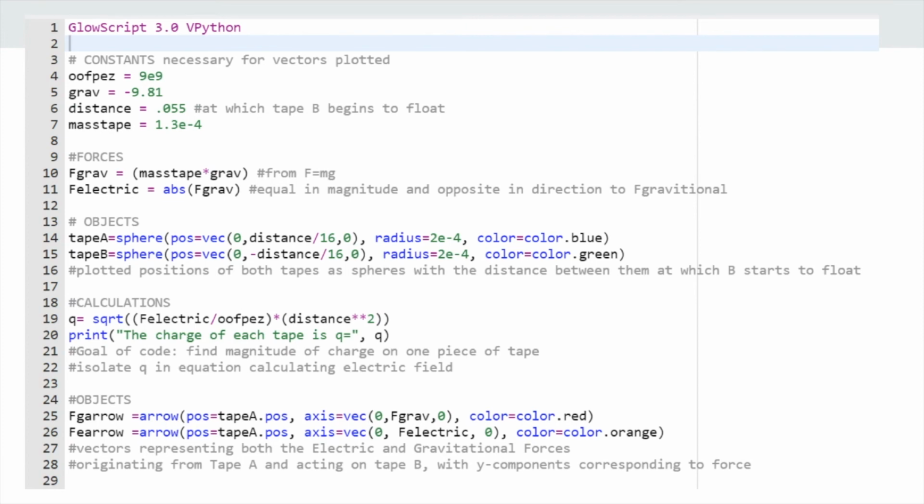Next, the goal of the code was to find the magnitude of charge on one piece of the tape, so I isolated Q in the equation, calculated it, and printed this value, as shown under Calculations. The vectors representing both the electric and gravitational forces are shown under the last object section, originating from tape A and acting on tape B, with Y components corresponding to force. These were represented through two arrows.